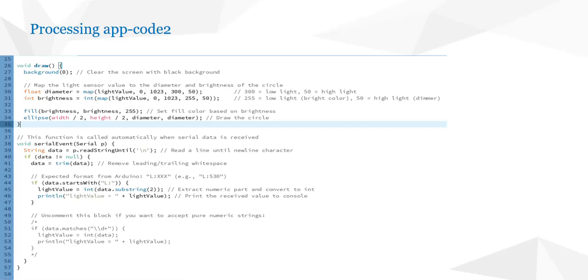Next we check if the data is not null. If the data is not null, then we remove unnecessary blank characters. Next we need to check whether the data starts with AL followed by a colon. This text was sent from the Arduino in the same way.